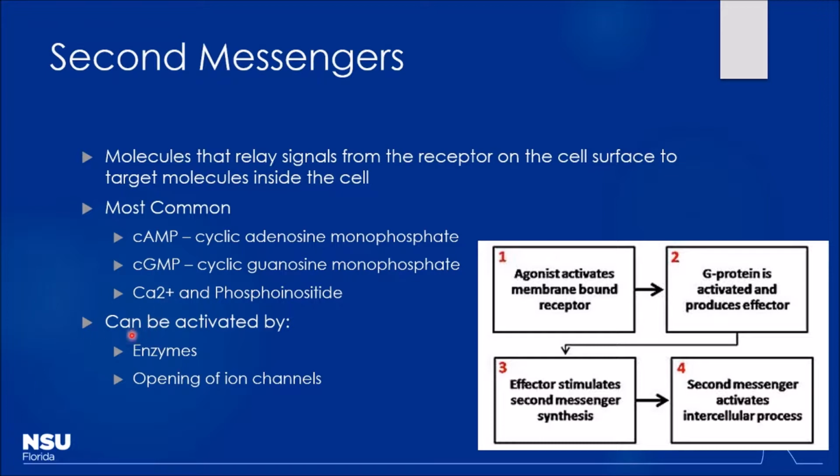You also find these can be activated by enzymes, things like the tyrosine kinase receptors we looked at, and they can be activated by ion channels, as we'll see in just a little bit. So keep in mind that they can be activated through several different means. Any of the receptor types can lead to activation of second messengers, okay?